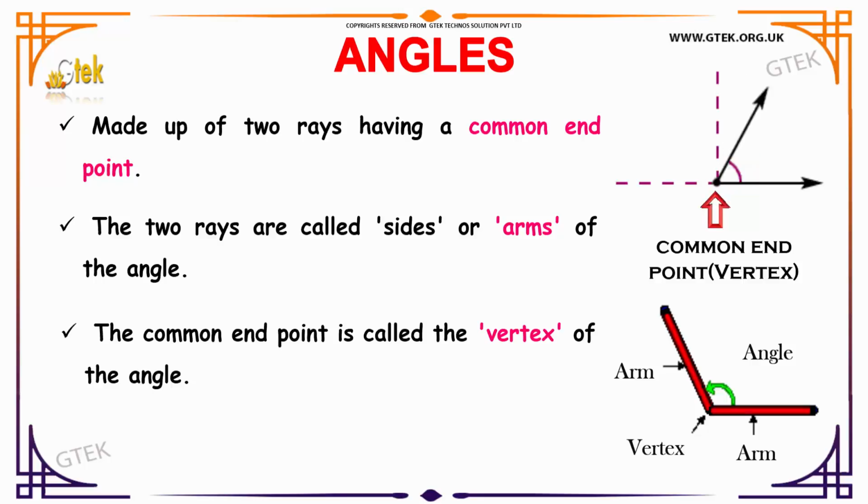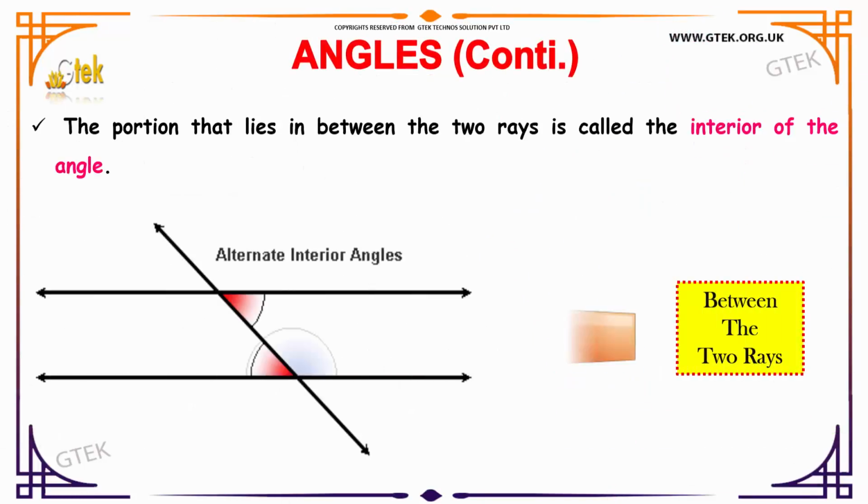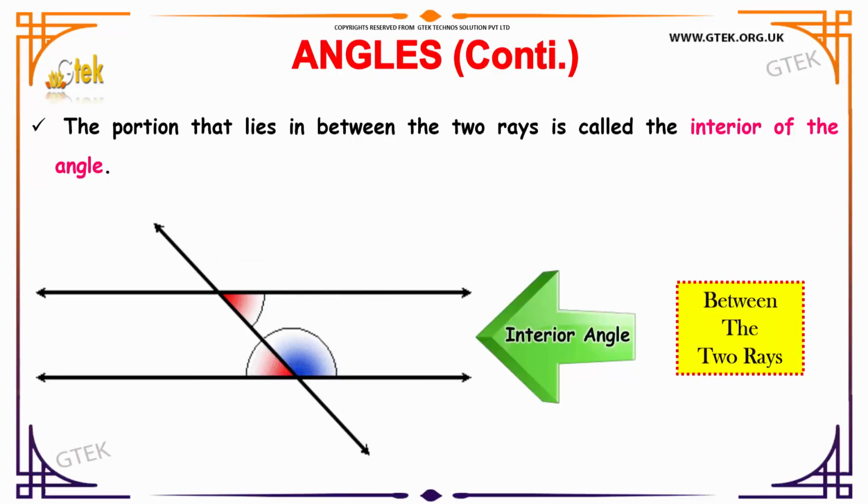So here you can clearly see that this ray is an arm and this one is another arm. The point at which the two rays join is known as the vertex, and this becomes the angle. The portion that lies in between the two rays is called the interior angle.